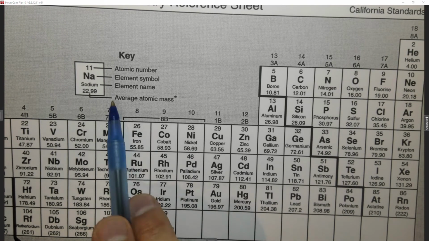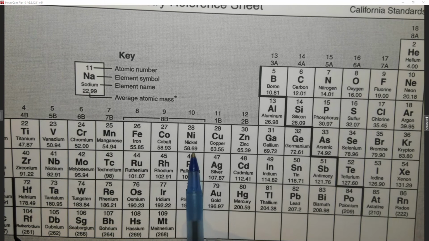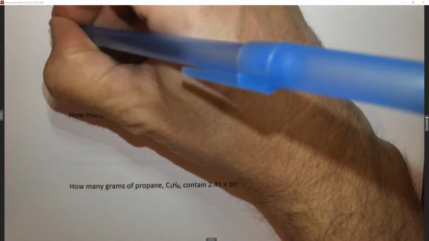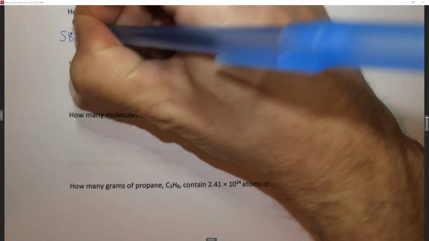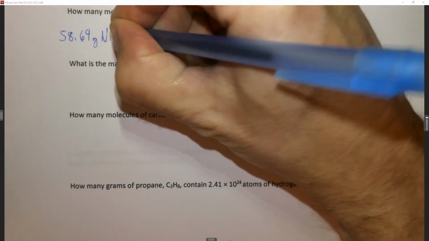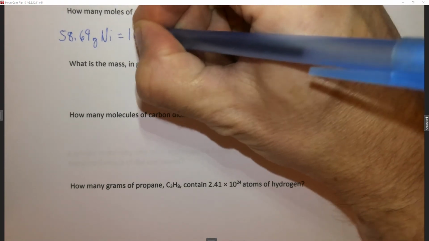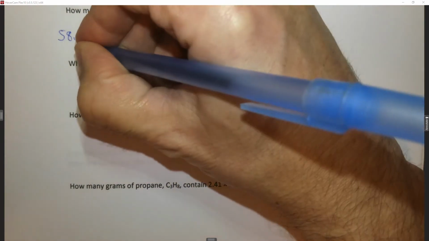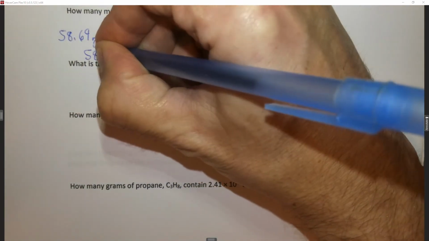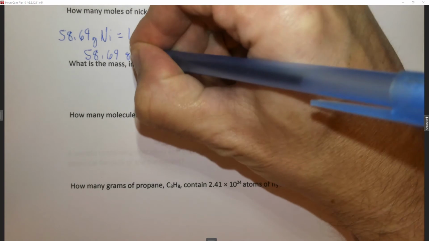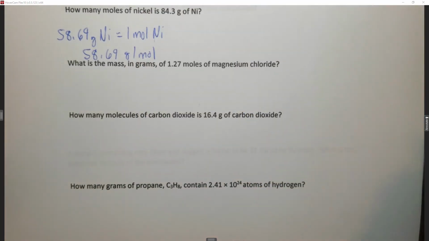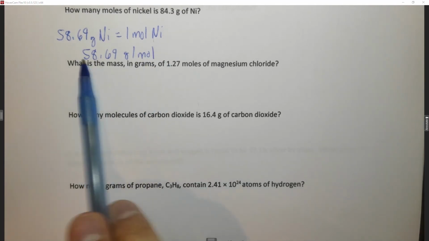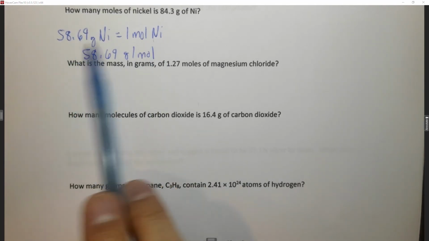And what we find here is the average atomic mass, which is on the bottom, is 58.69. And what that means is that 58.69 grams of nickel is equal to 1 mole of nickel. And another way you may see this is the molar mass is 58.69 grams per mole for nickel. So grams per mole means this many grams in 1 mole. So in this case, we're writing it as a unit, and in this case, we're writing it as a conversion factor.